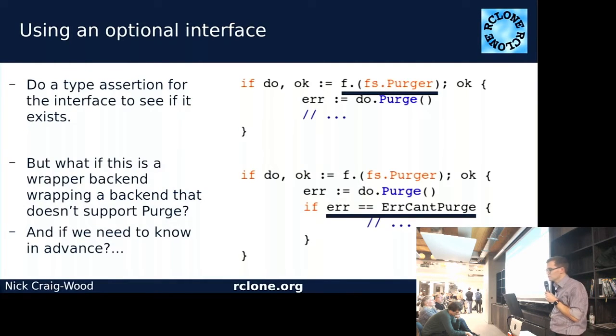The traditional solution to this is a sentinel error, which we check. Here we call purge and check the error value against rclone purge. This works very well, provided you don't want to know which methods are used in advance. Unfortunately, Rclone needs to know what the capabilities of the backends are before it starts doing things.